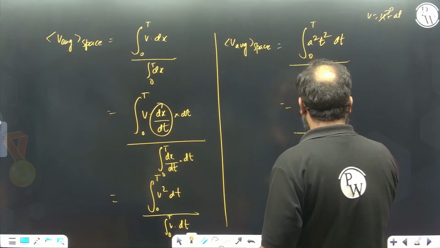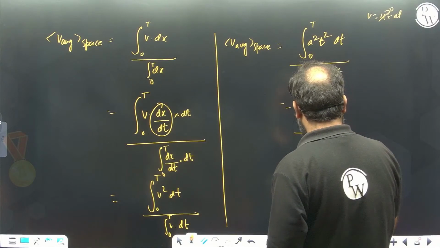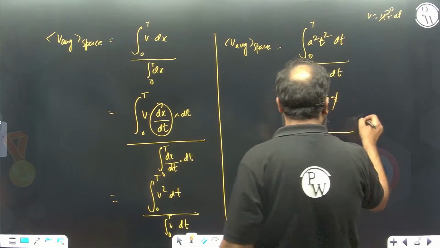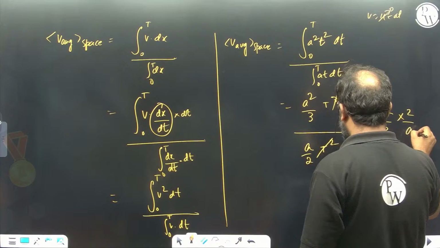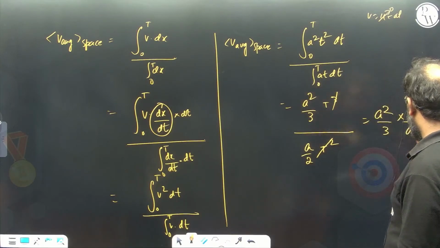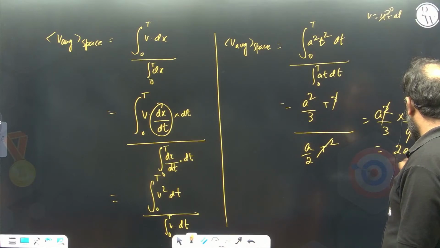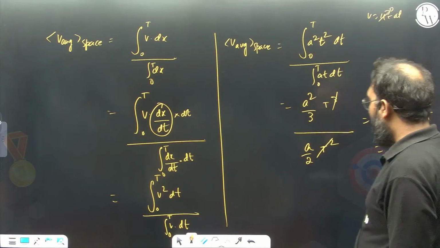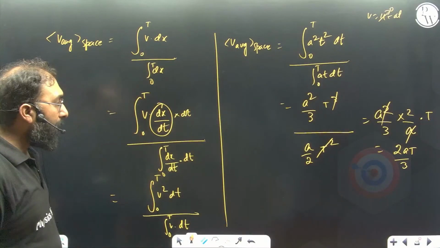So this is t cube divided by A outside. T dt is what, t square by 2. So this T will be there. And then this is A square by 3 into 2 by A, and then T will be here, okay. So one A will get cancelled. This is 2A by 3 into T. Now you just have to divide it and you will get the answer.